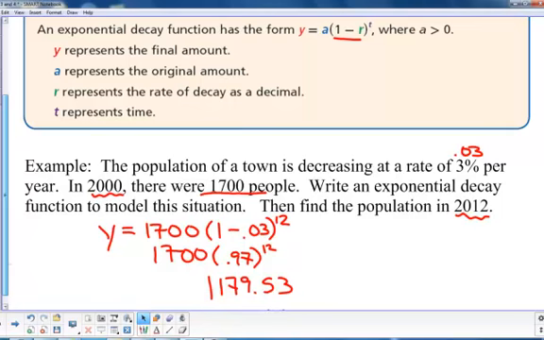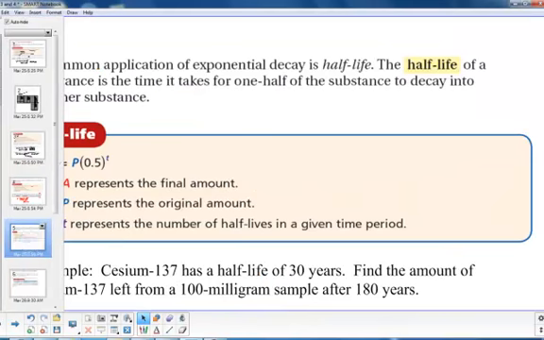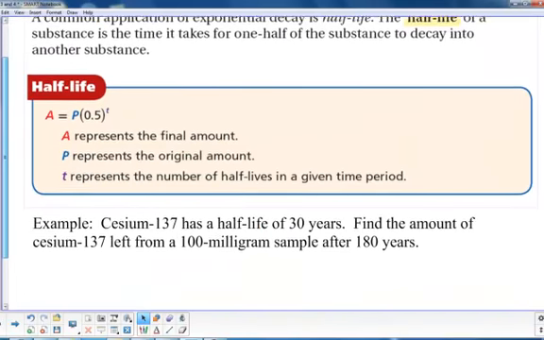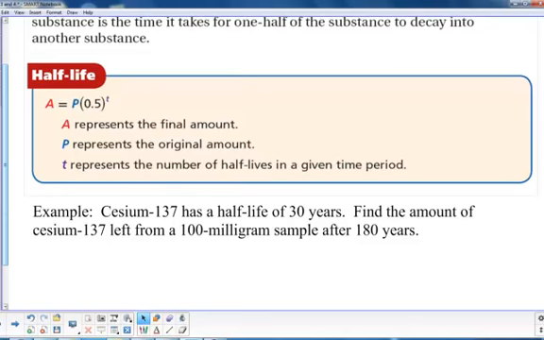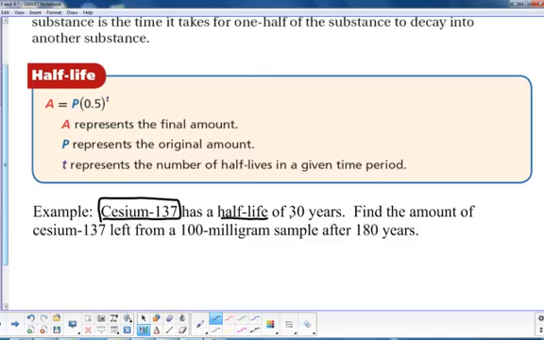There's another special decay situation, and that's called half-life. If something has a half-life, that means that's how long it takes for it to cut in half. So we have cesium-137. This 137 is just attached to the cesium. This is not a number that we're using. It has a half-life of 30 years. That means every 30 years it halves.